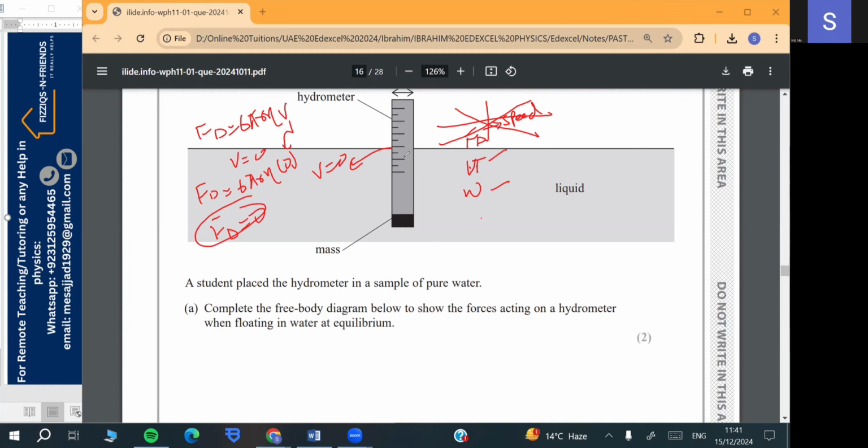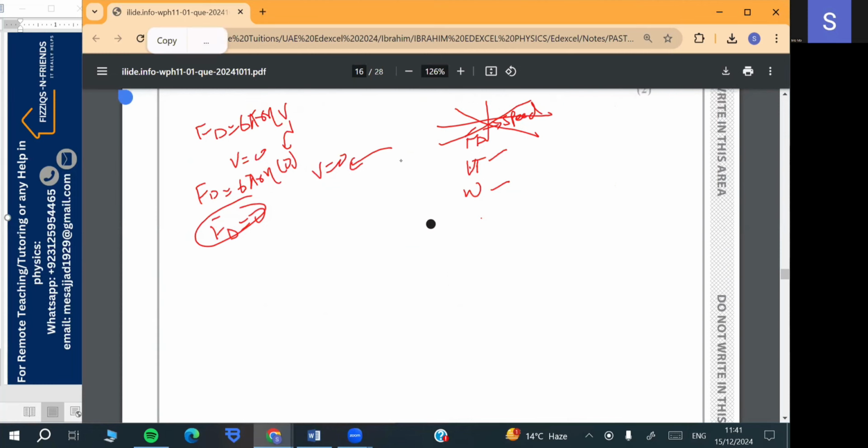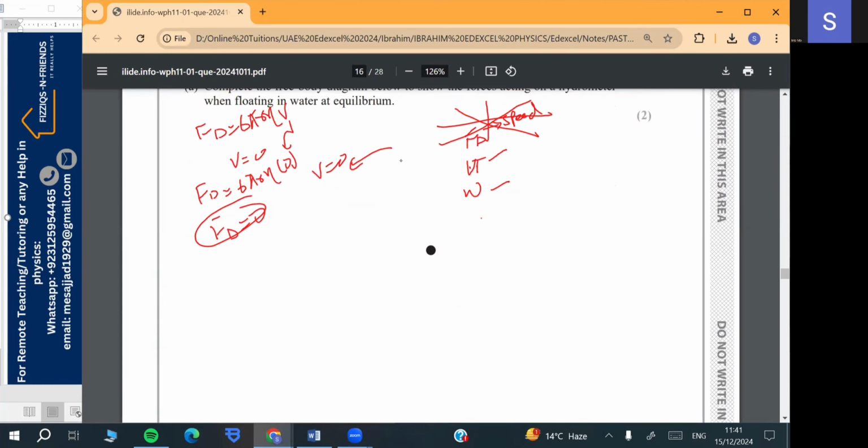They're asking us to complete the free body diagram, so you need to draw equal and opposite vectors. Don't make unequal vectors, otherwise you will lose marks. If this length is 2 centimeters, make sure the upthrust is also 2 centimeters. This will be the correct free body diagram. This is your upthrust, which is always in the upward direction, and this is your weight, which is in the downward direction.